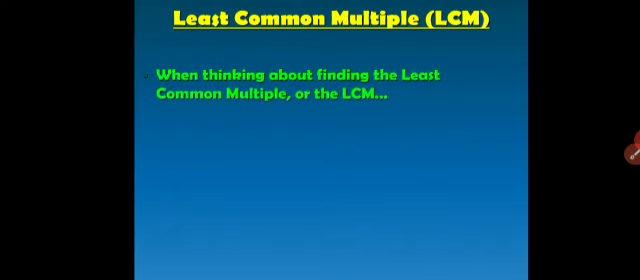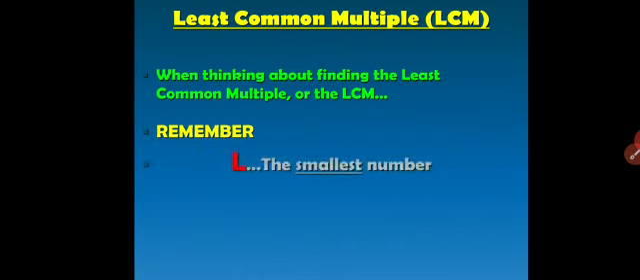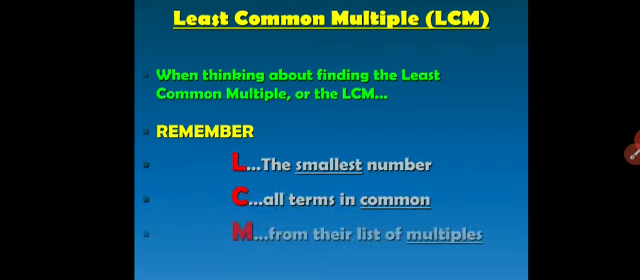When thinking about finding the least common multiple or the LCM, remember L. L stands for the smallest number. C. C stands for term in common. M stands for the list of multiples. LCM, least common multiple.